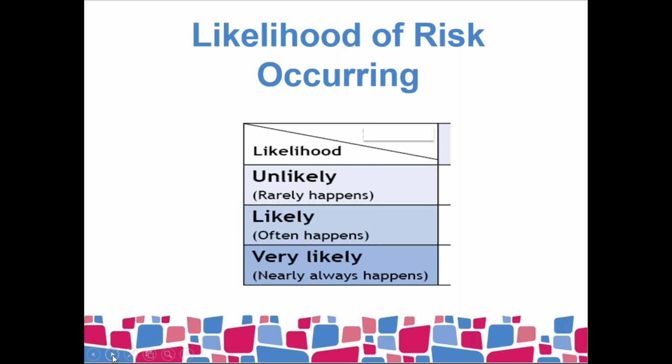So there we go. It's unlikely, something that might rarely happen, down to very likely, nearly always happens, like kids falling over. There's always one who falls over, isn't there? So something like that would be very likely. Unlikely, drowning doesn't happen very often. So we can use our common sense and our experience to decide which box that might fall into.